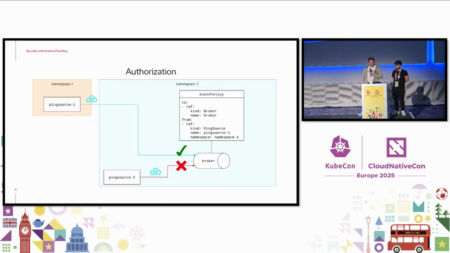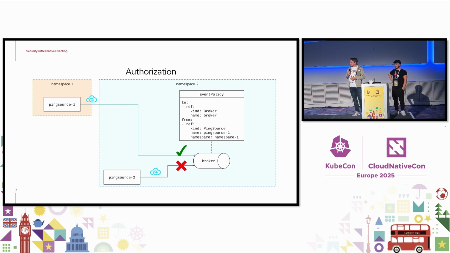Okay, let's check out a quick example of how this looks. Imagine we have namespace 1 having ping source 1 and namespace 2 having ping source 2 and a broker. And this broker is protected by an event policy. And in the event policy, we define that only ping source 1 from namespace 1 is allowed to send events to it, obviously meaning that ping source 2 is not allowed to send events to the broker.